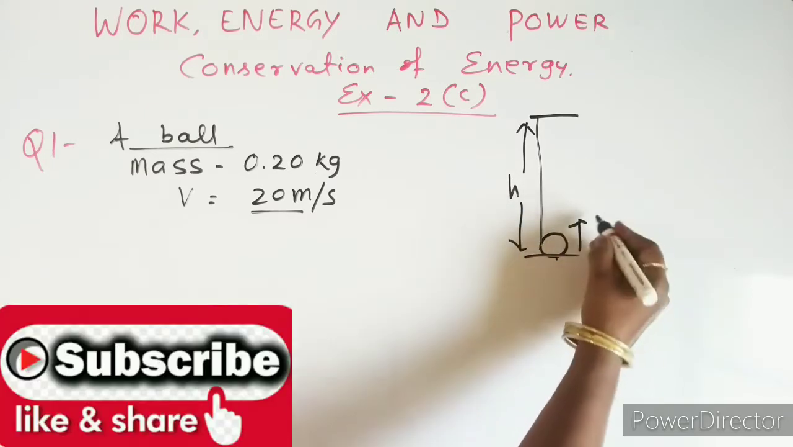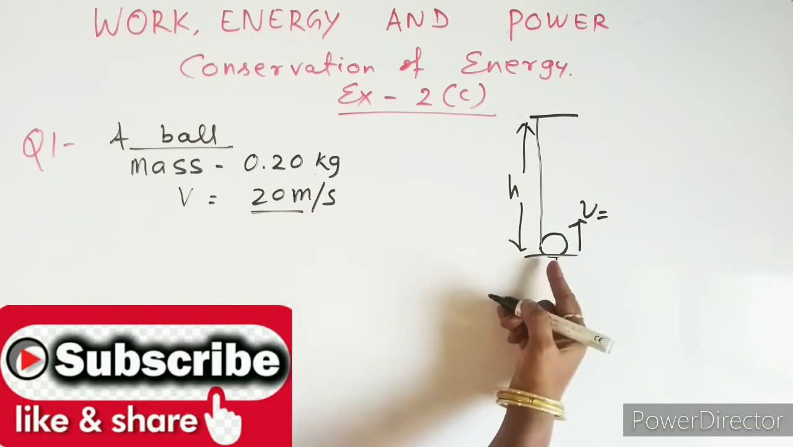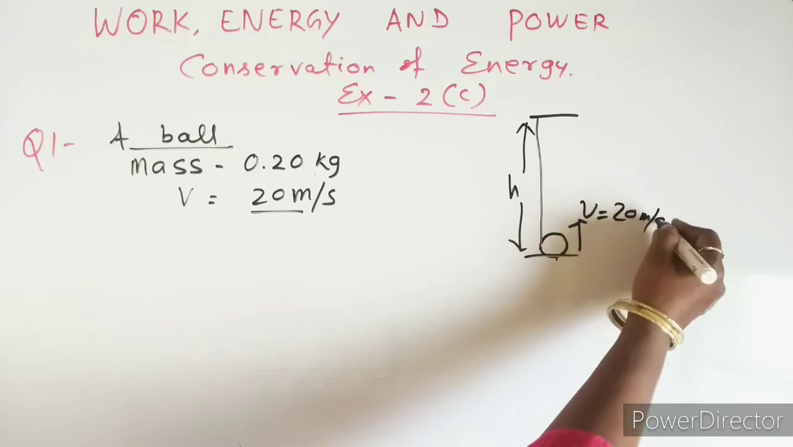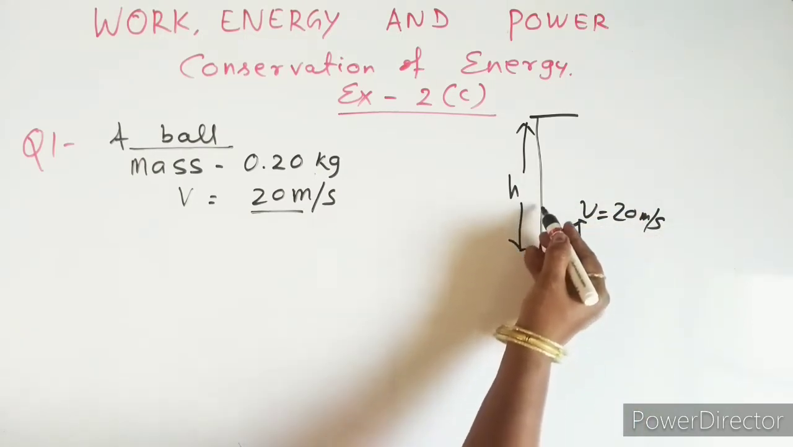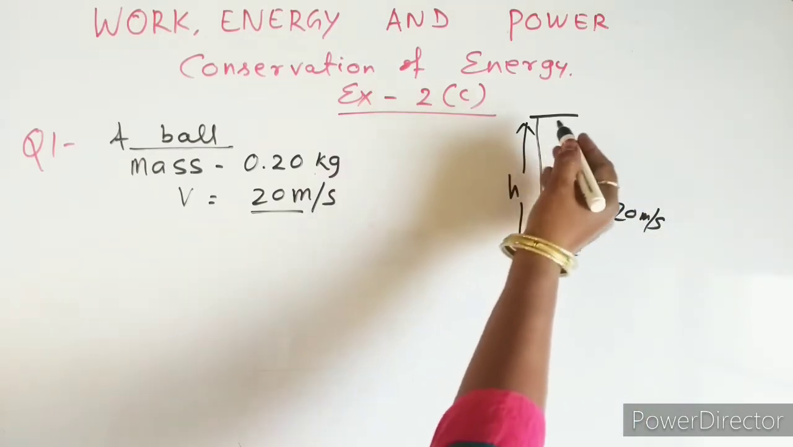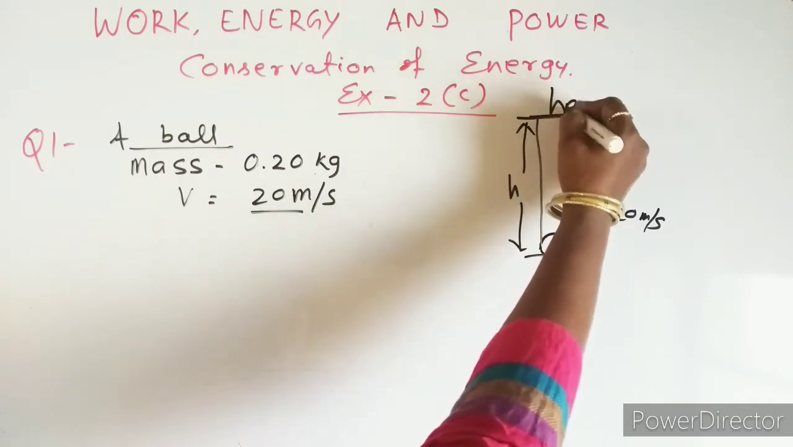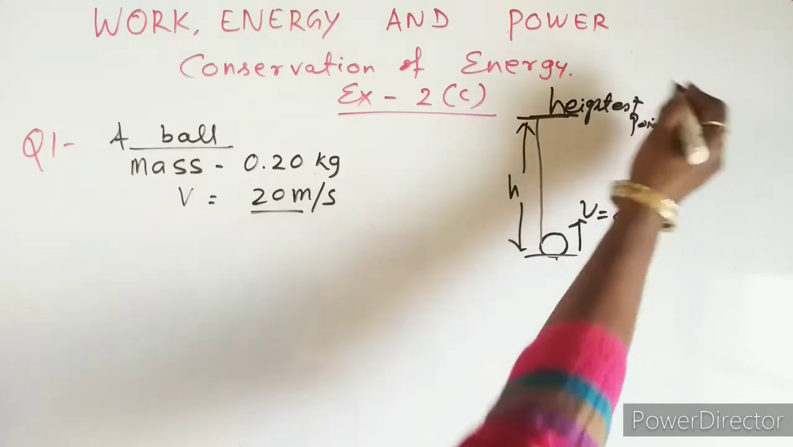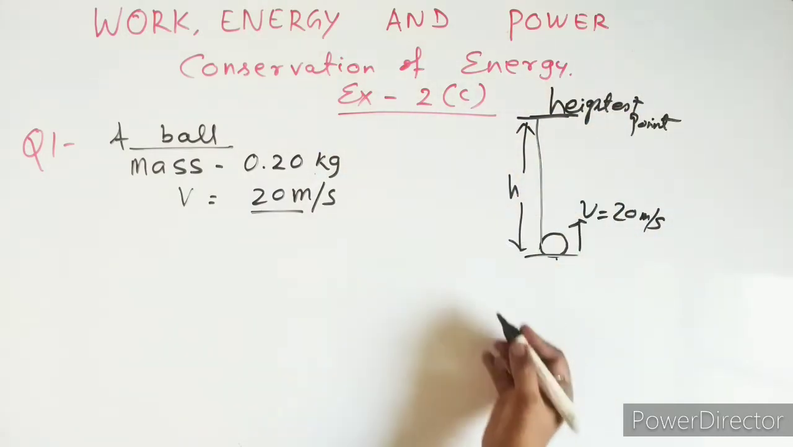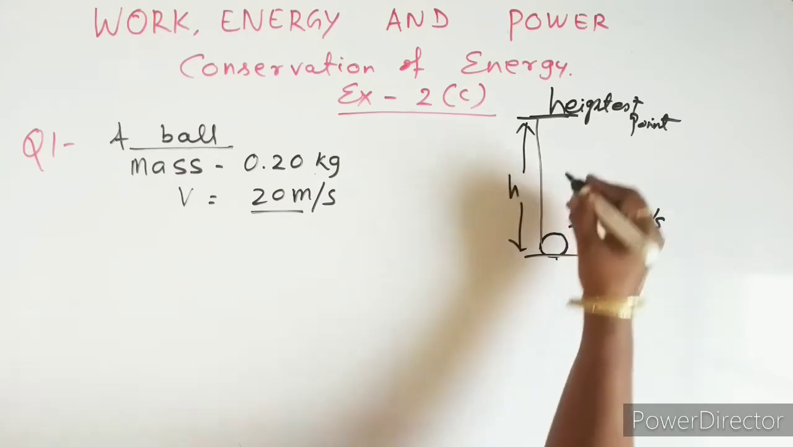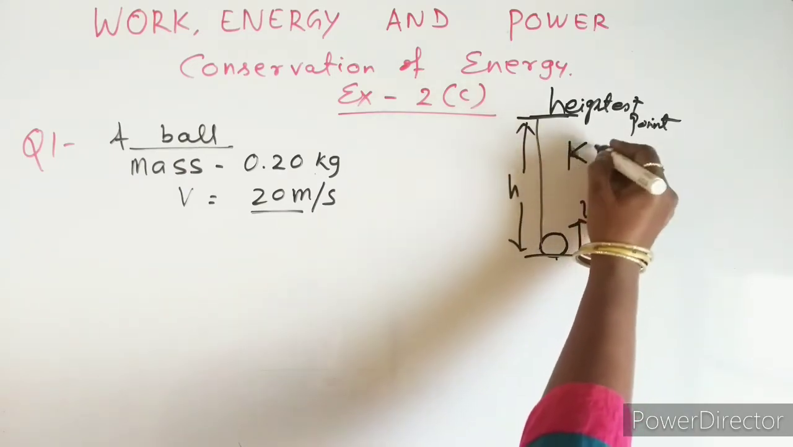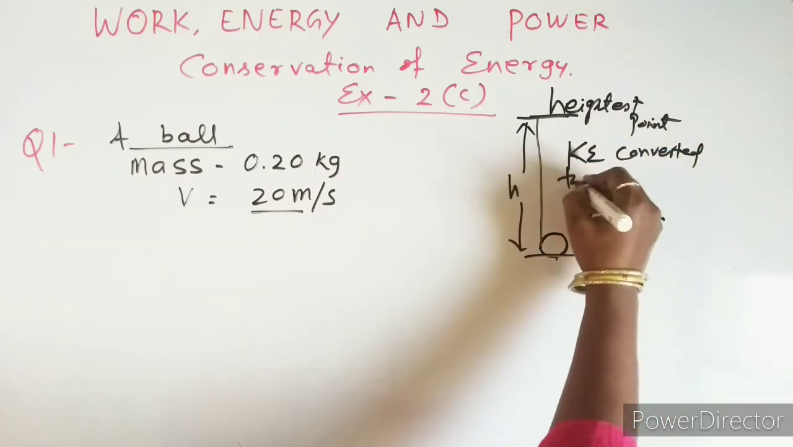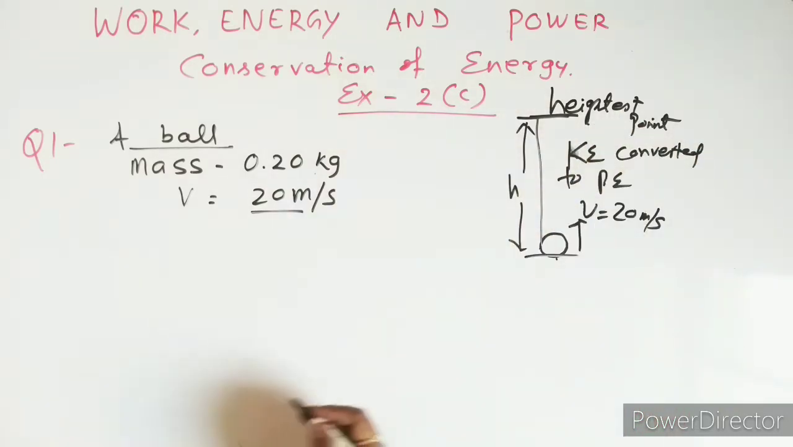When it is thrown vertically upwards, obviously we have to provide some energy, some velocity. So this velocity is 20 meter per second. As it moves in the upward direction and reaches the highest point, at this highest point the kinetic energy decreases and the kinetic energy is converted to potential energy. So here we can write, kinetic energy converted to potential energy at the highest point.